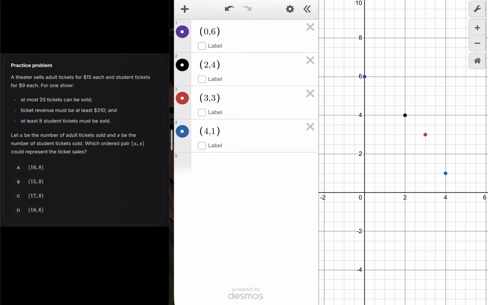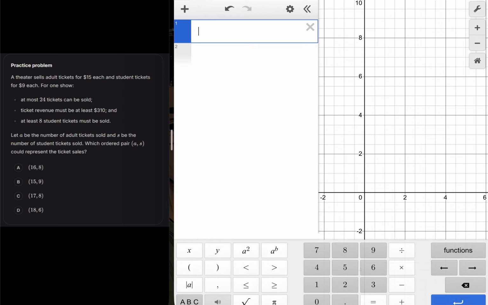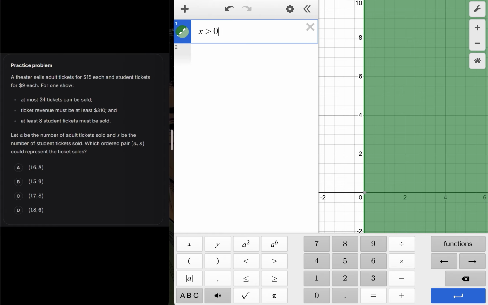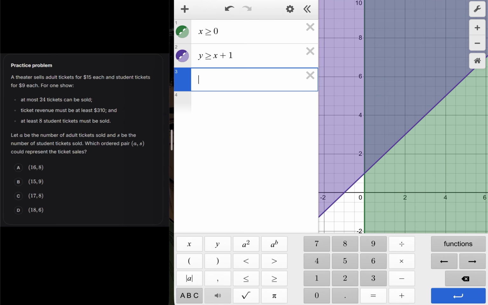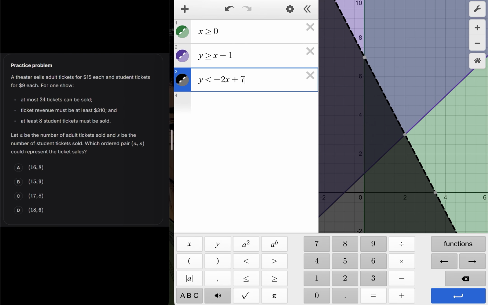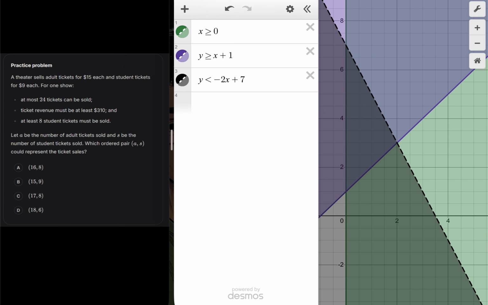Now, another use of inequalities, and actually an incredibly common one, is when you have to find the overlapping region. So you might have multiple inequalities in a problem. Let's say you have x is greater than or equal to 0. You might have y is greater than or equal to x plus 1. And then let's say you have this last one here, where you have negative 2x plus 7 is greater than y, right? So you have these overlapping regions, and you're trying to find which point satisfies the system.